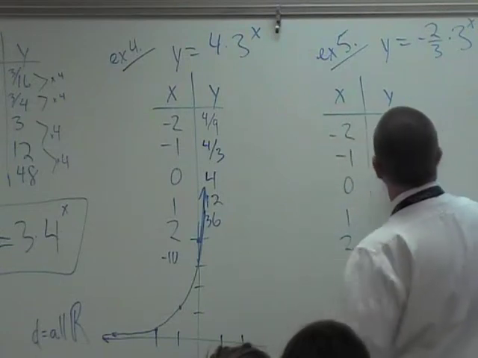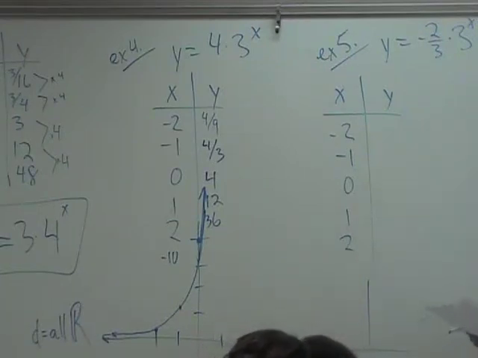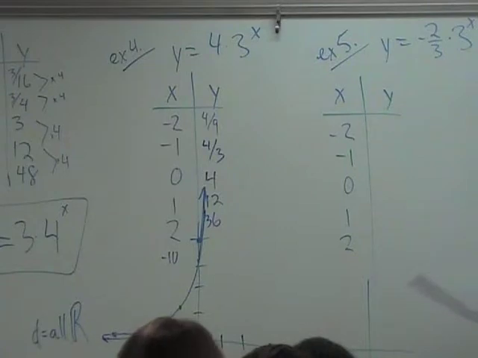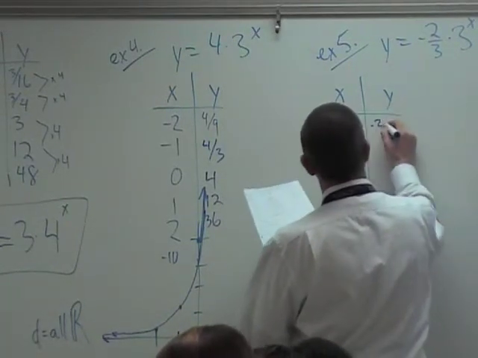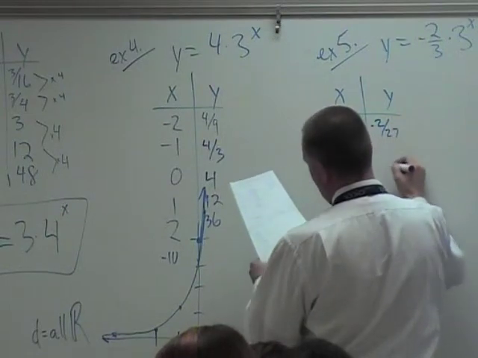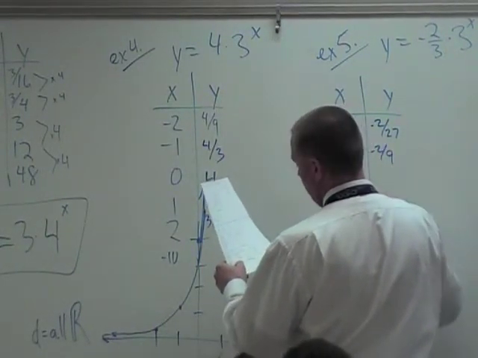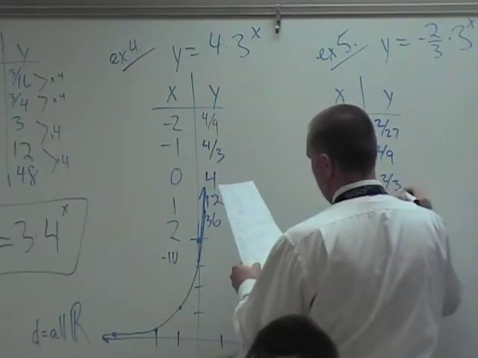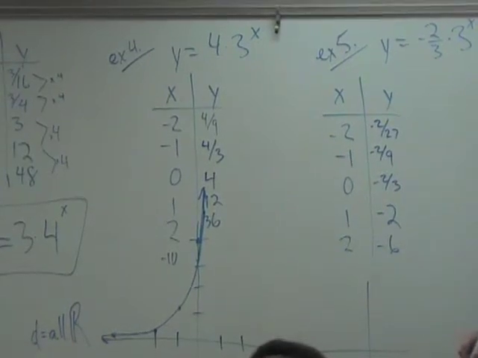All right, let's do this one. Everybody do this real quickly, because I want to show you the graph. The graph's important. I'm out of time. I'm going to write them down for you so we can get going. First one is negative 2 over 27. Negative 1 is negative 2 ninths. 0 is negative 2/3. 1 is negative 2, and 2 is negative 6. I'm going to graph these.